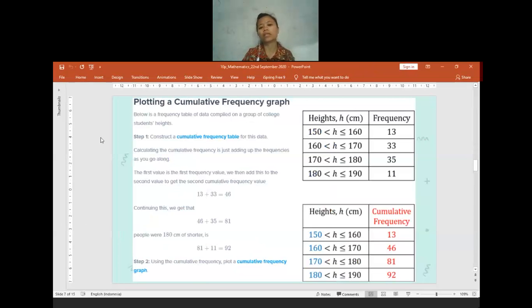To the next slides. Now we have to plot the frequency table into a cumulative frequency graph. Whenever you have to draw the cumulative frequency graph, you will be needing a good grid paper. After that, from this table, the first thing that you need to do is finding the midpoint. So Joya, do you still remember how do we find the midpoint?